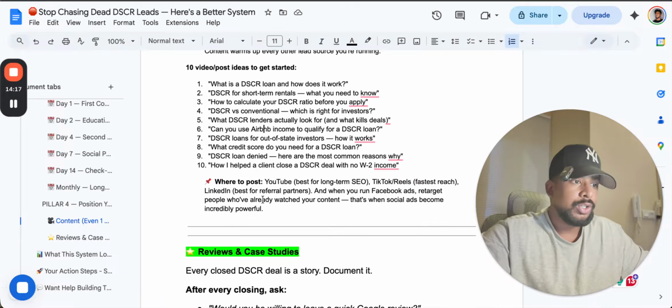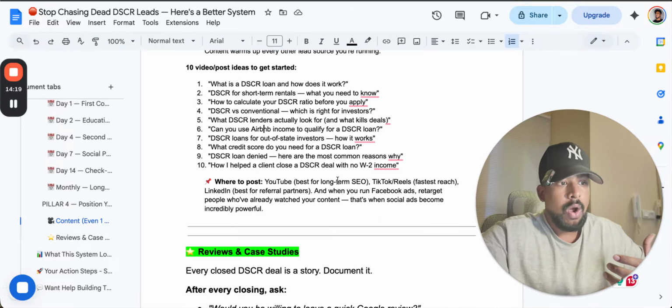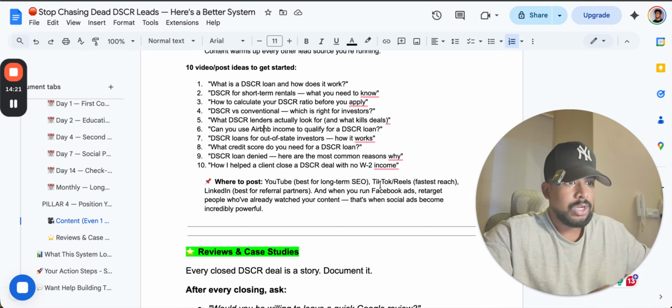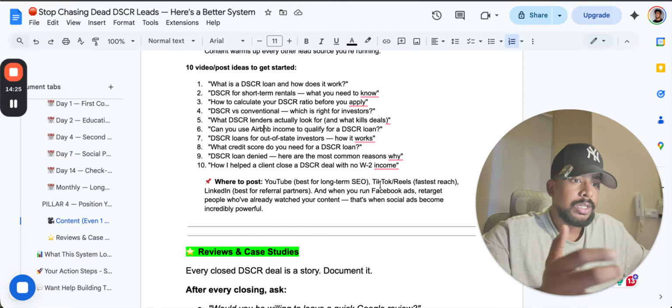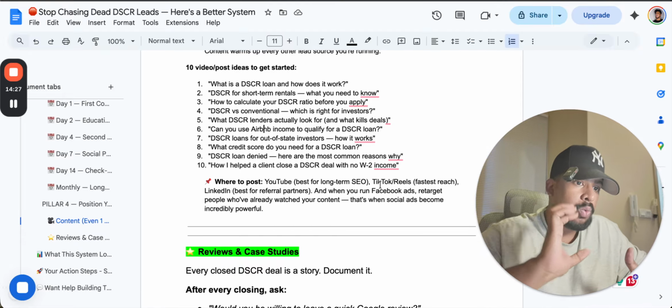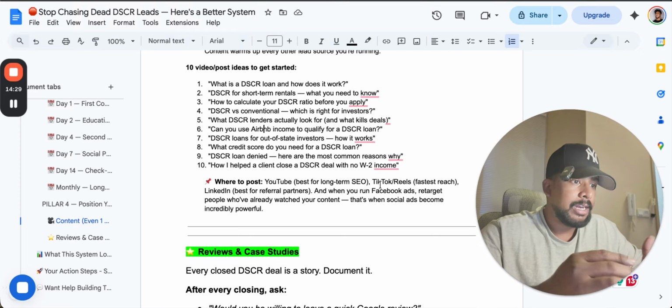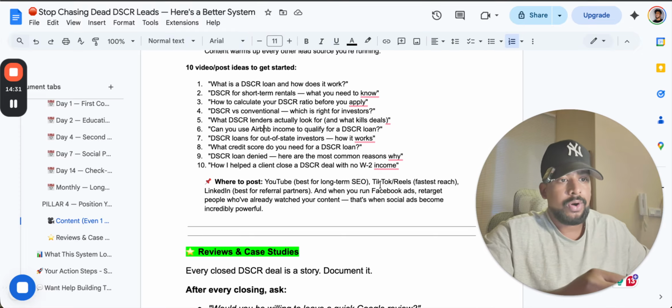Way to post: YouTube is best for long-term content and long-term SEO. TikTok and Reels are great as the top of the funnel to engage more viewers and then squeeze them to the YouTube. And again, LinkedIn is pretty great for building more partners and those stuff.